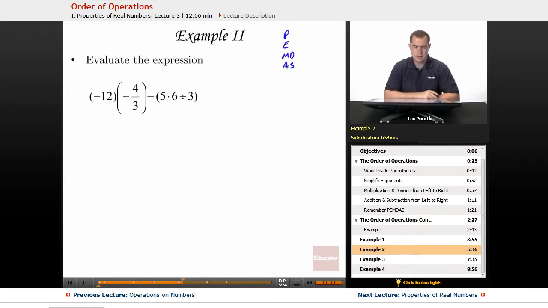I don't see too much in terms of grouping, but I do have this group of numbers over here, so let's go ahead and take care of those. Inside I have 5 times 6 divided by 3. So what should I do in there? I got multiplication and division. Well, those ones, remember, we'll work them from left to right. So on the left side there, I have multiplication, then we'll actually do the division.